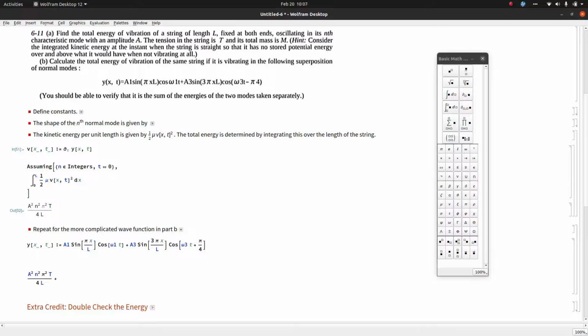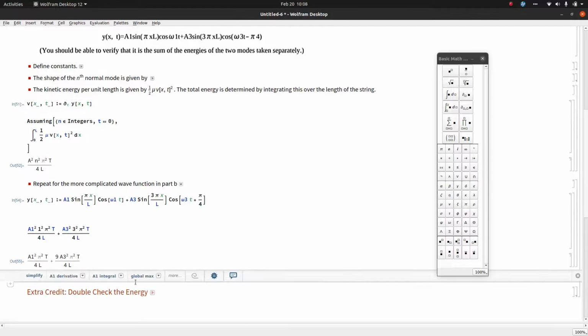I can put two normal modes, the first one being the first mode, so it'll have an amplitude of A1 and a mode number 1. And then this third mode is also excited, so that'll have an amplitude A3 and a mode number of 3. The tension is the same, the length of the string is the same. I just evaluate that, and I get my answer.